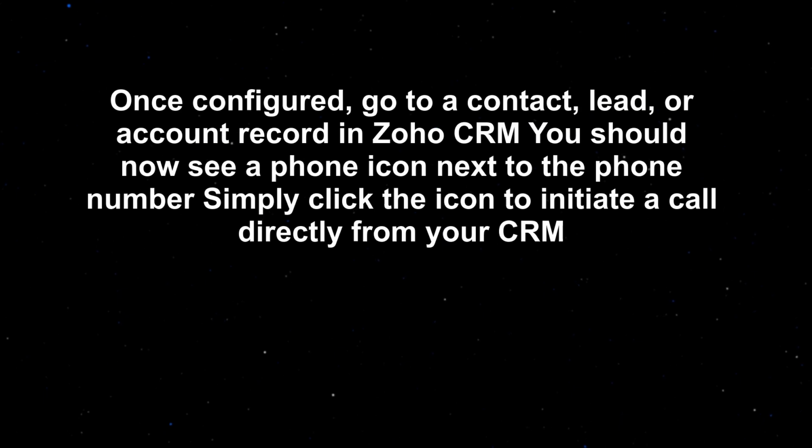Once configured, go to a contact, lead, or account record in Zoho CRM. You should now see a phone icon next to the phone number. Simply click the icon to initiate a call directly from your CRM.